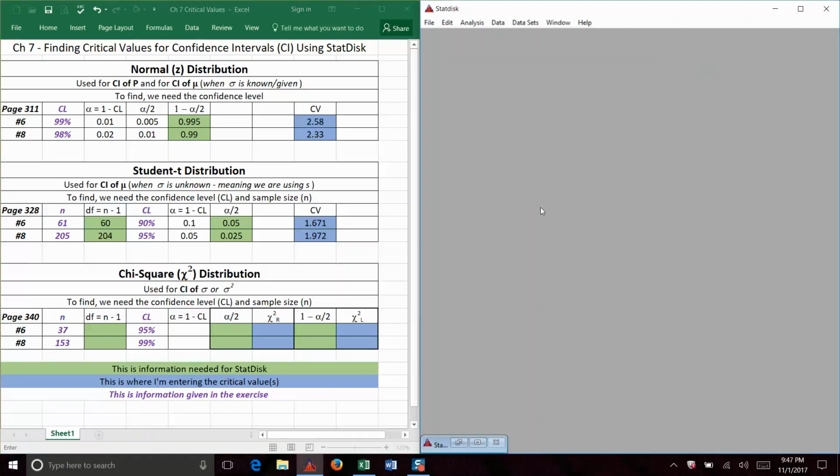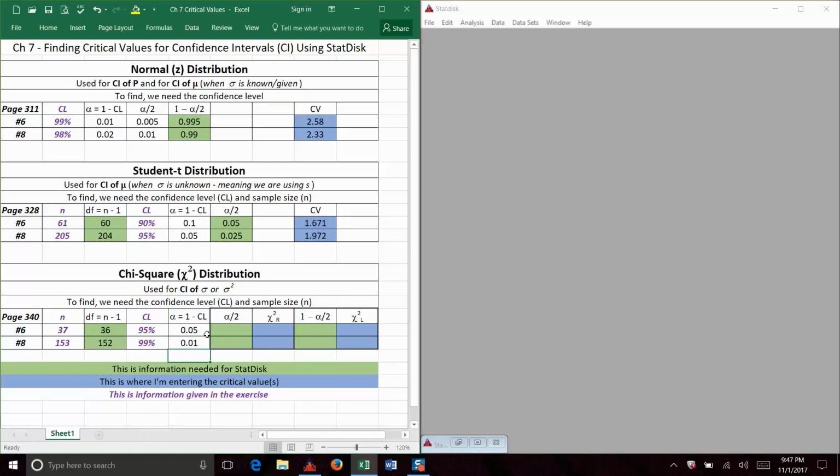It's going to be similar for the chi-square distribution, which is what we use for confidence intervals of the population standard deviation or population variance. We're going to need the same two things that we needed for the student t-distribution: degrees of freedom, which is 1 less than the sample size, and we're going to need alpha, which is the complement of the confidence level, so it's the leftovers.